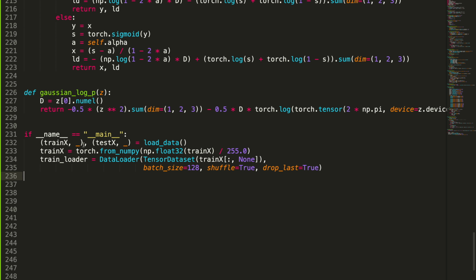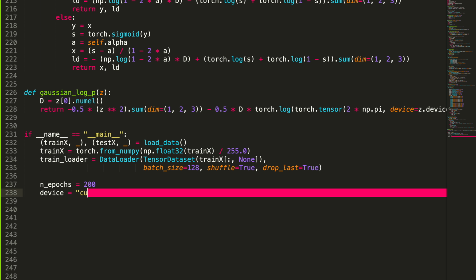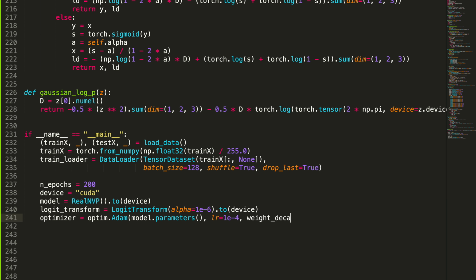So we create our training data and testing data by calling this load data function from Keras. It will give us the MNIST data. Then we transform that from NumPy to PyTorch, and we divide the data by 255 so that now data are between 0 and 1. Then we can create a data loader with a batch size of 128. We'll train for 200 epochs on the GPU.